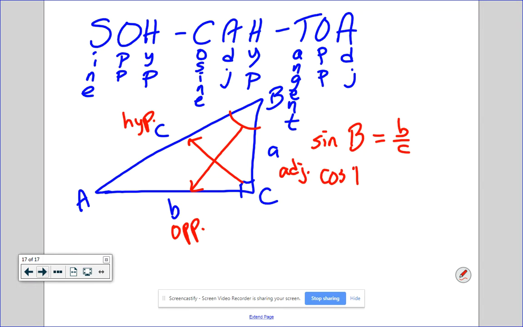Cosine of B now. What's my ratio for cosine? Cosine is adjacent over hypotenuse. So what is it gonna be? A over C. Good. And then tangent of B? B over A. Good. Now, what if I flip that and said I wanted sine, cosine, and tan of A?